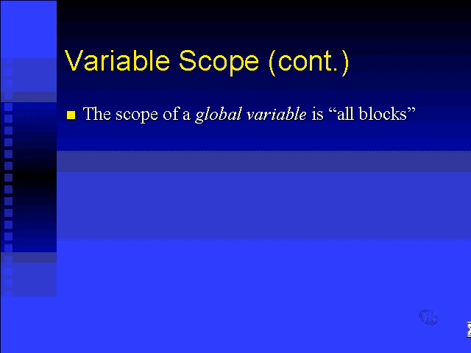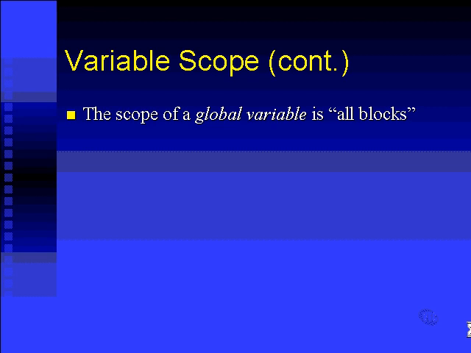More on variable scope. Now, recall, we have something called global variables. Those are variables that are declared outside of all functions. So they're not declared inside a block at all, and they have visibility as well.